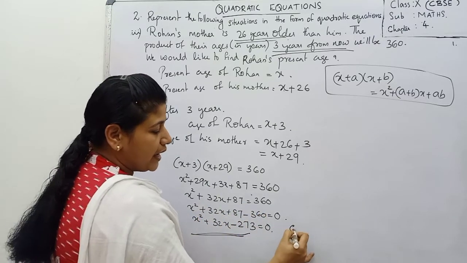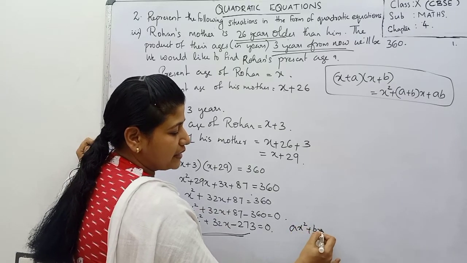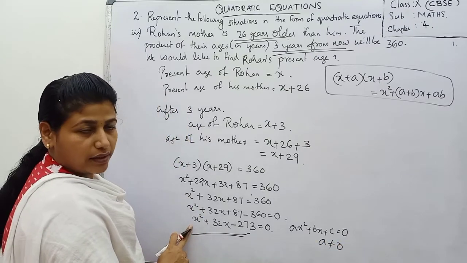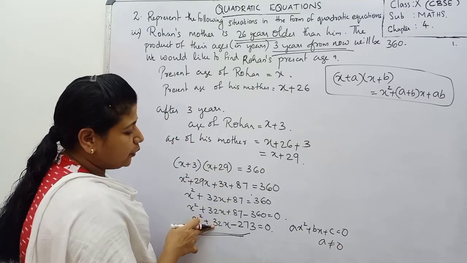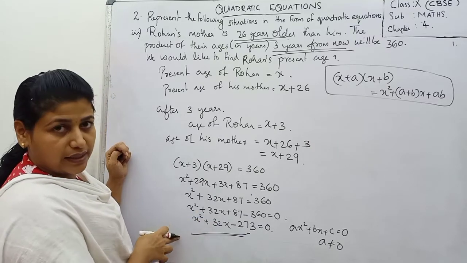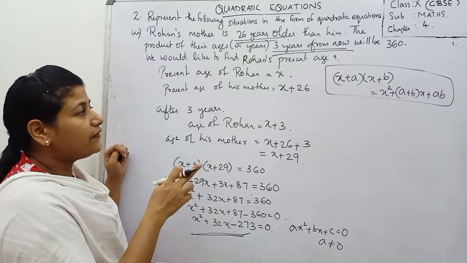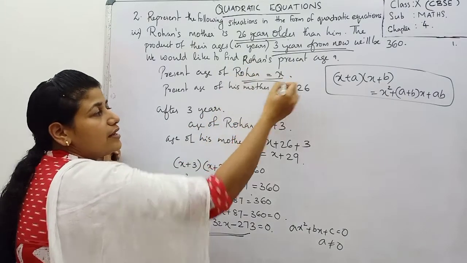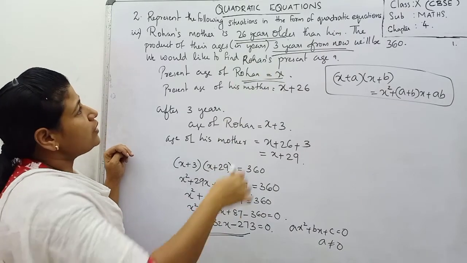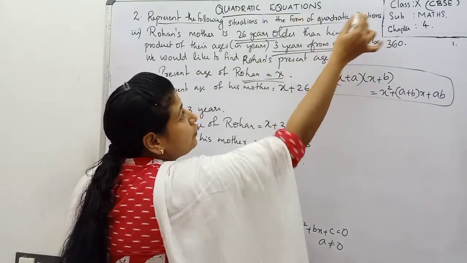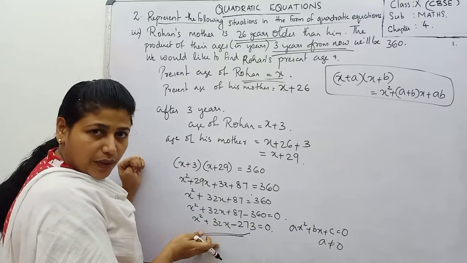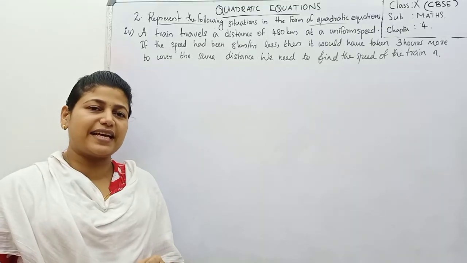This is of the form AX square plus BX plus C equal to 0, where A not equal to 0. Here A is 1. Okay. So after writing this quadratic equation, we have to find out the solution of this quadratic equation, or we have to find out the value of this X. That X will give you the age of Rohan. Okay. So in this question, we only have to represent the form of quadratic equation. You have to just find out the quadratic equation only. That's why I am stopping here. Okay. Last question of that exercise.